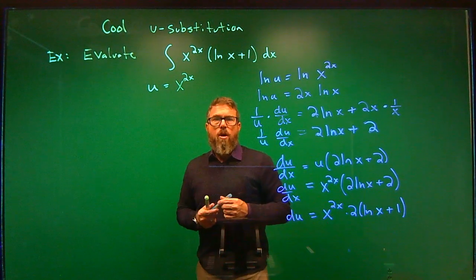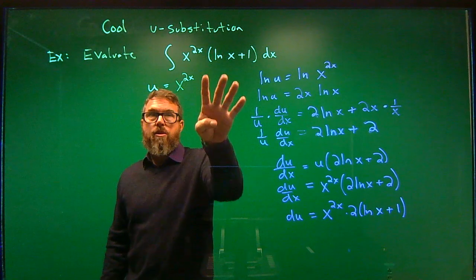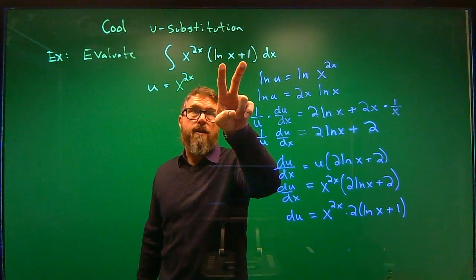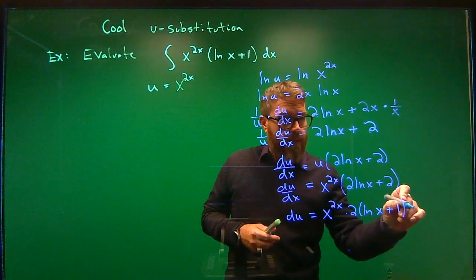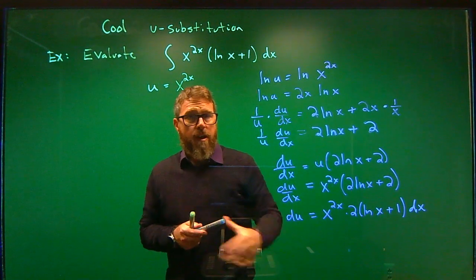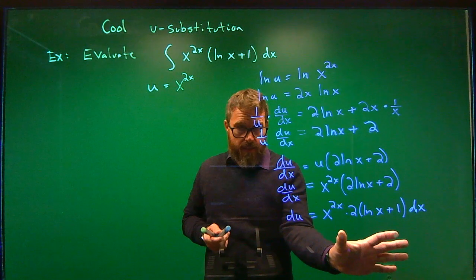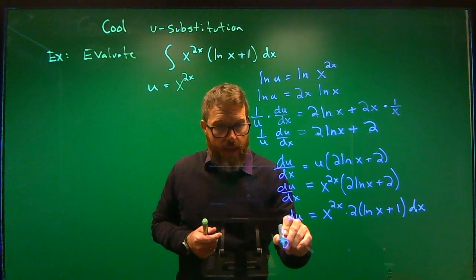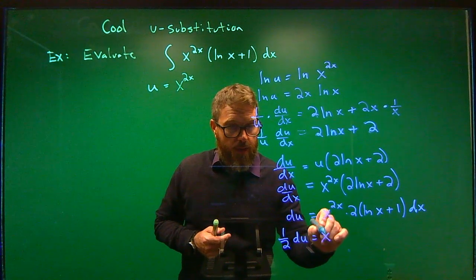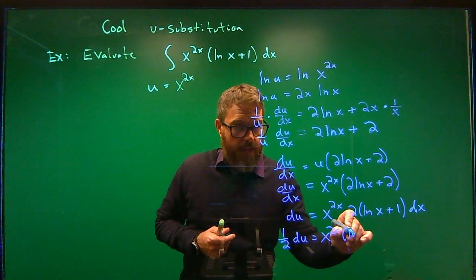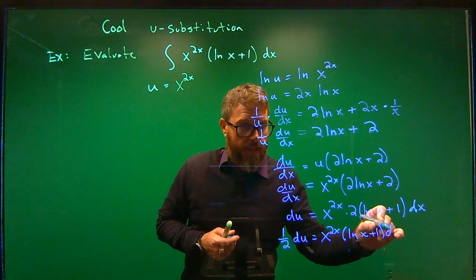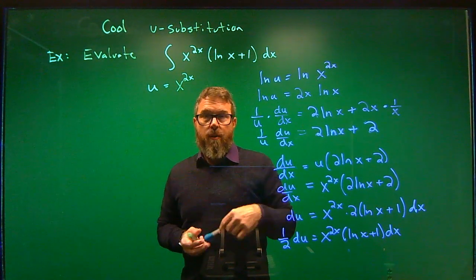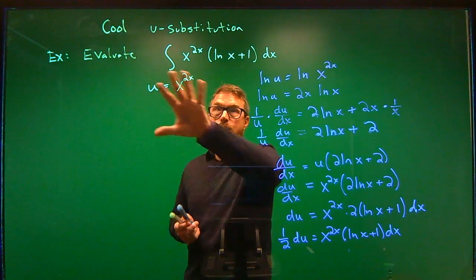What we're trying to do is make substitutions, and when I look at the original expression, what I can see is I have x to the 2x times the natural log of x plus 1 dx. And over here, I have almost all of that, except for this pesky 2. So dividing both sides by 2, I have 1/2 du equal to x to the 2x times the natural log of x plus 1 dx. In this case, this right-hand equation for your differential actually gives you the entire expression.